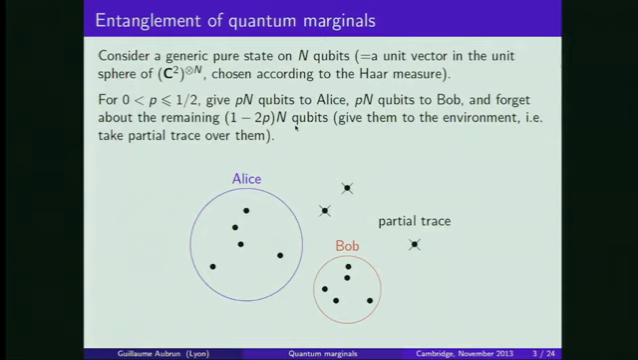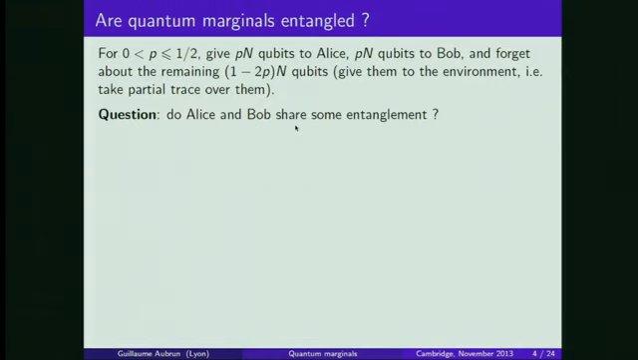Now I split these qubits. I give some of them to Alice, some of them to Bob, and forget about the remaining ones. More precisely, let P be a number less than half, a proportion, and you give Pn qubits to Alice and Pn to Bob. And you take the partial trace over the other ones. So now Alice and Bob share a mixed state, and the question I want to understand is whether this mixed state contains some entanglement. If you don't know what it is, I will define it at some point when it comes naturally into the talk.